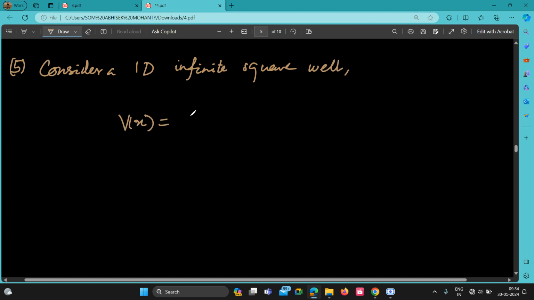Consider a one-dimensional infinite square well. V(x) is equal to 0 for 0 less than x less than a, and infinity otherwise.